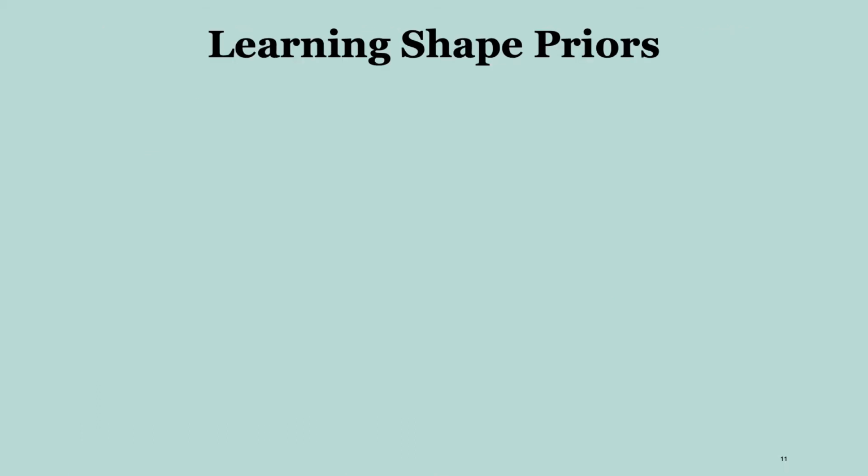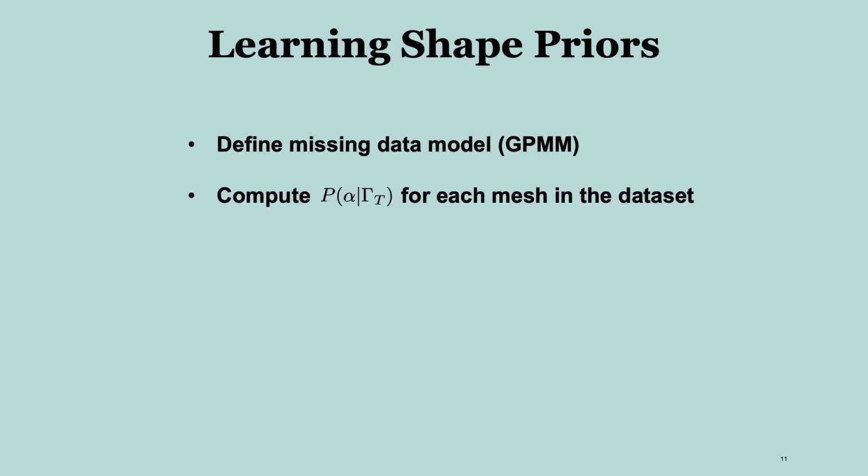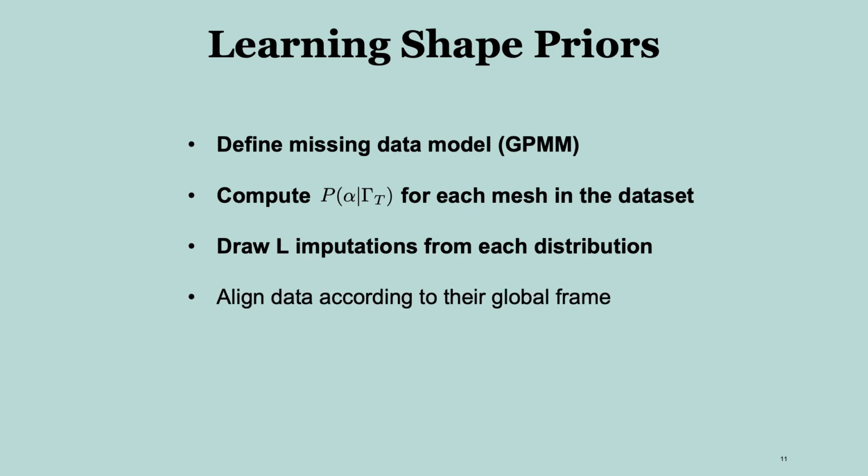So now, compared to the standard way of creating a point distribution model, we only have a few additional steps. First, we need to define our missing data model, in this case a GPMM. Then, for each mesh in our dataset, we compute its predictive posterior distribution. Then we draw L number of imputations from each distribution. Then we can align all the sampled meshes. And finally, we can compute a low-rank approximation of the data matrix, which now contains M times L columns.